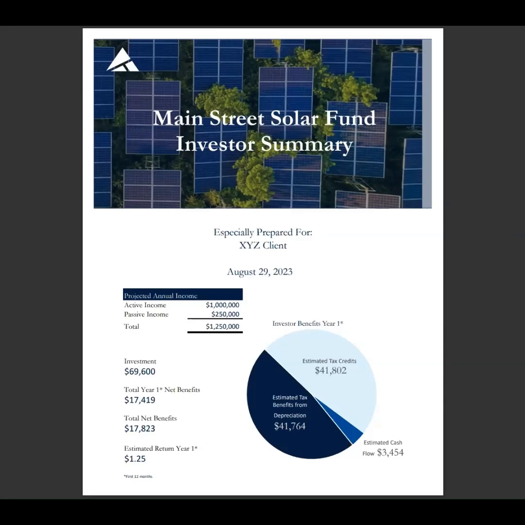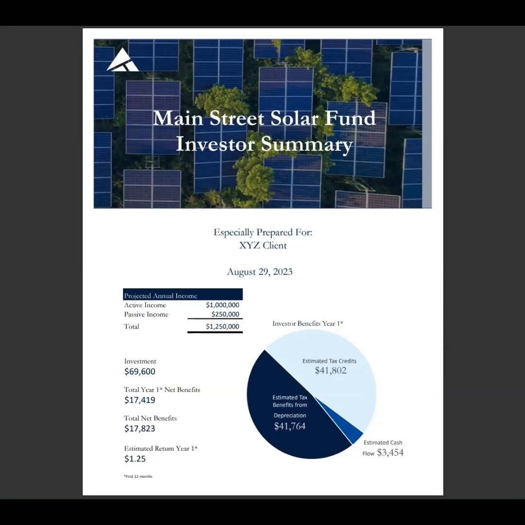Let's spend a little time talking about this particular model, this 1 million in ordinary active income and the 250 in passive ordinary income. And then we're going to look at another model here in a minute where we change those numbers up a little bit. You'll see a little bit of that variance.